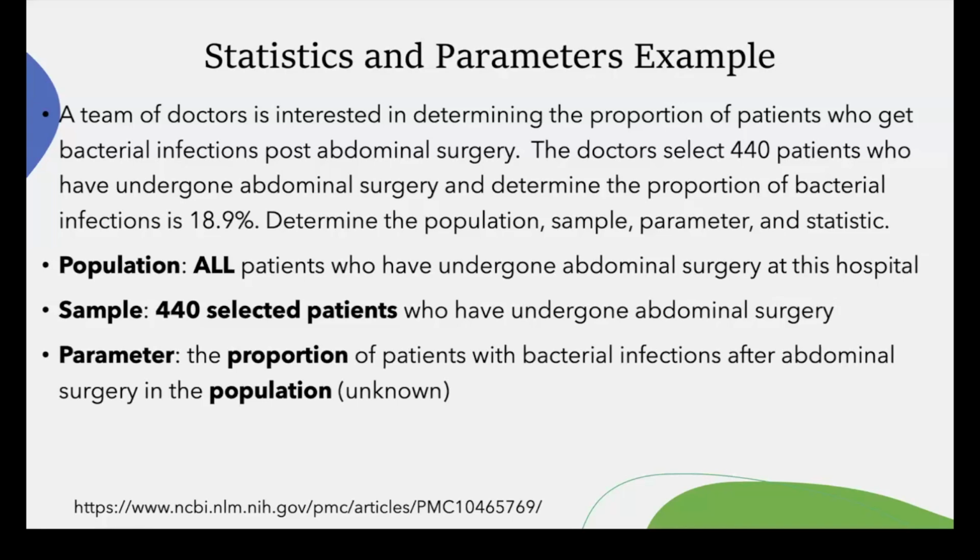The parameter is the number that represents the population. Now, again, we don't have it here, but we can define what it means. It's the proportion of patients with bacterial infections after abdominal surgery in the population. We don't know the size of the population and we don't know the proportion of patients. So in this problem, the parameter is unknown. But that's what it represents. It would be the proportion of patients in the population with bacterial infections after surgery.